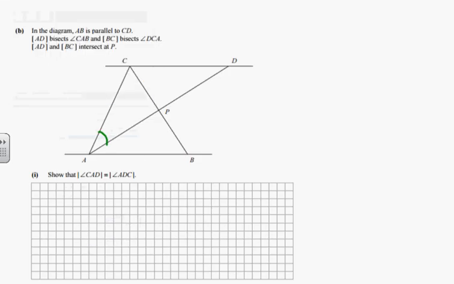Okay. DCA. Okay, so what they want me to do is they want me to prove that CAD equals ADC. They want me to prove that that green one there is equal to that green one there. Okay, just double check that. A to D to C and C to A to D. I want to prove the two green ones are exactly the same.